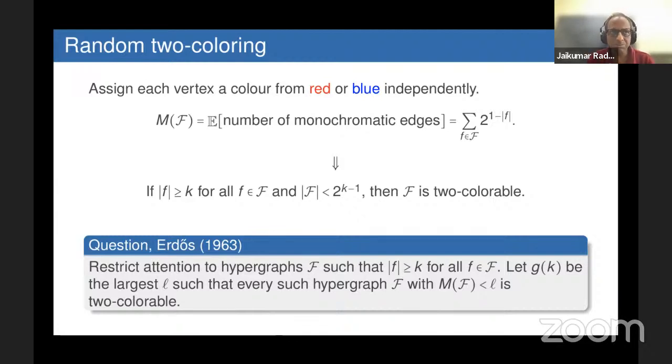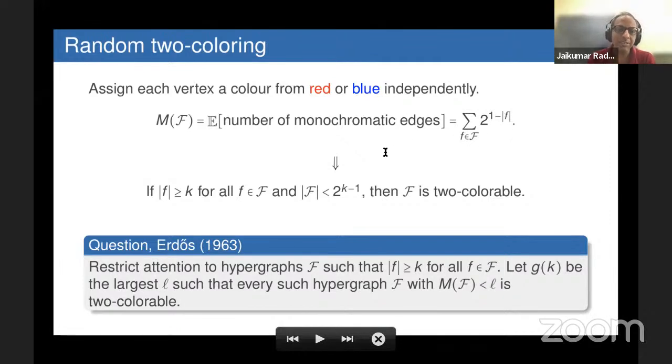If the number of vertices in an edge is large, then the chances are that some of them might receive red, some of them might receive blue. It's unlikely that all of them are the same color. In fact, the probability that all the vertices receive the same color is this quantity for the edge F. And so the expected number of monochromatic edges will be this.